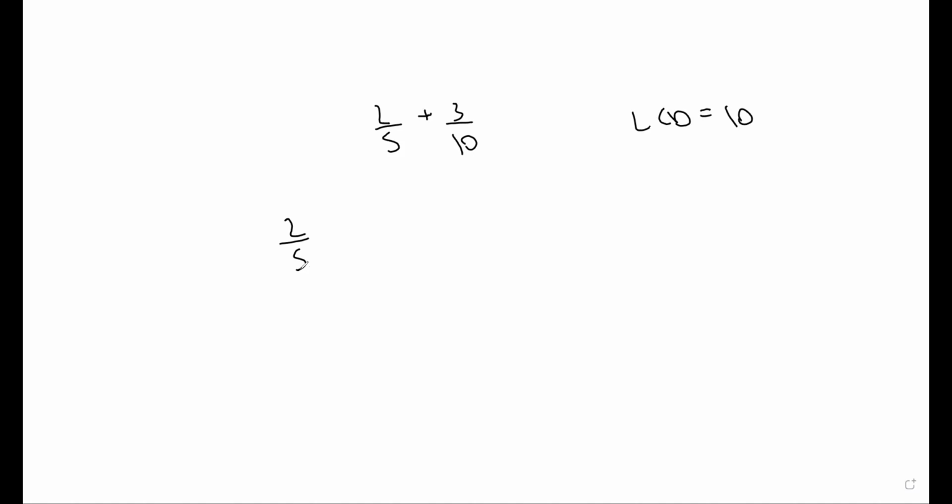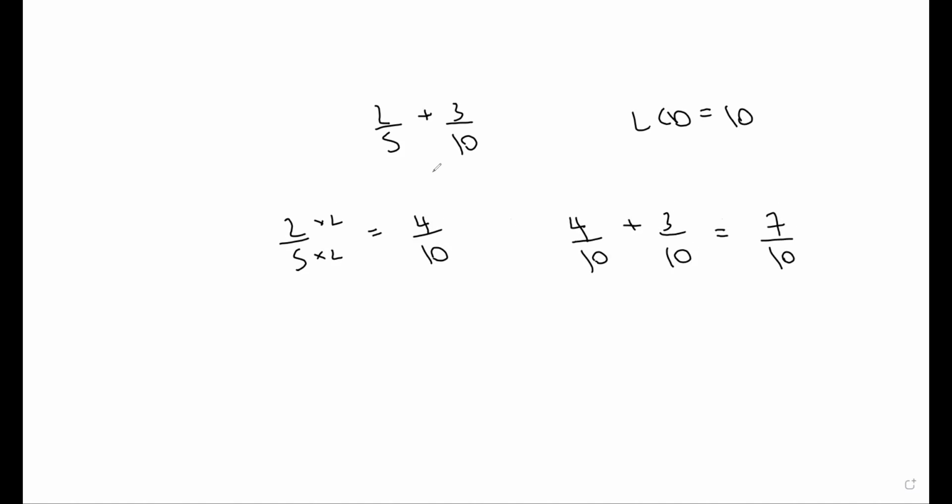So for this one, we've got to get 10 on the bottom. So let's multiply this by 2, multiply this by 2, and then you get 4 over 10 for that one. So now let's add them up. So we got our 4 over 10, and then we got our 3 over 10 right here. And that's 7 over 10. And that does not reduce because 7 is a prime number. So you can kind of automatically see that it doesn't reduce.